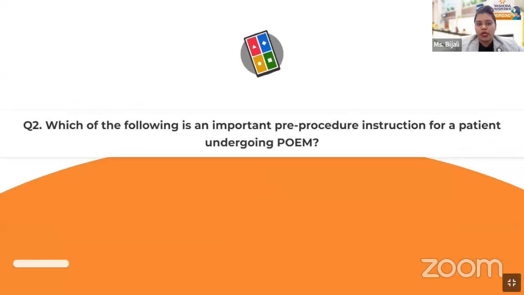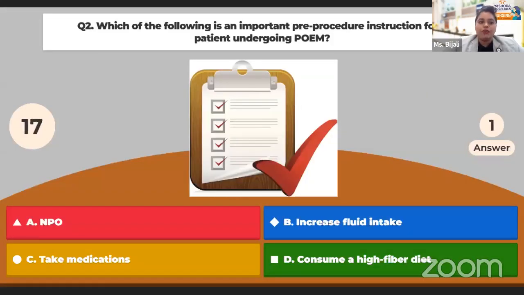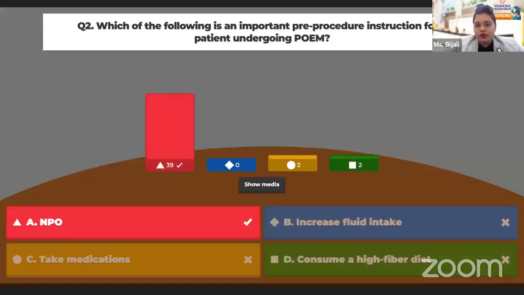So here is a quiz. So the question is, which of the following is an important pre-procedure instruction for a patient undergoing POEM? So we have options: NPO, increase the fluid intake, take medications, consume a high fiber diet. So we have about 9 seconds. 33 participants have answered. 5 seconds left, 4 seconds left, 3 seconds left. And we have 1 second. So it is almost done. So the right answer is NPO.